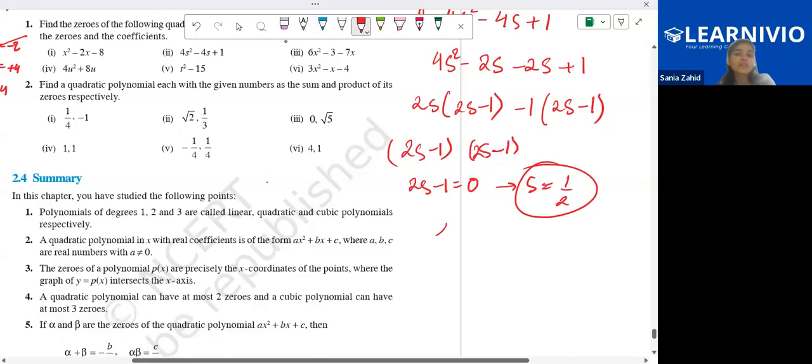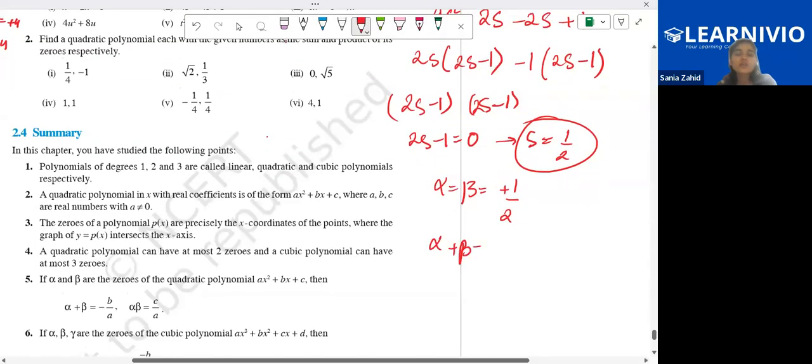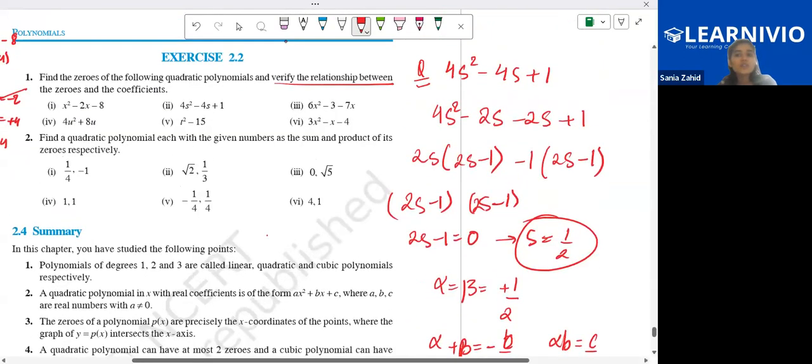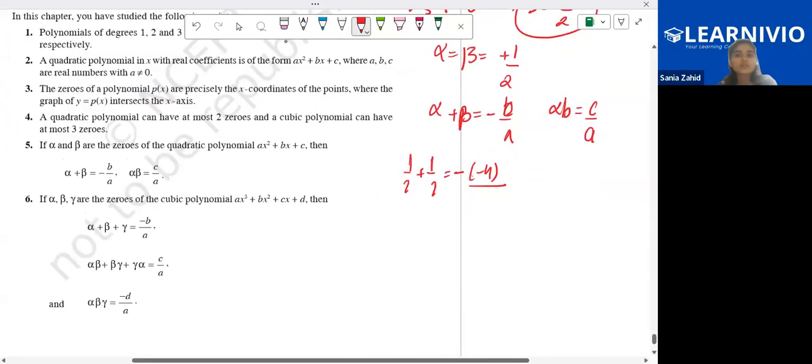Now here alpha and beta are equal, so alpha equal to beta is equal to 1 by 2. Okay. So again, alpha plus beta should be equal to negative of b by a, and alpha into beta should be equal to c by a. So alpha plus beta is 1 by 2 plus 1 by 2, equal to negative of b by a. What is b by a now? B was minus 4, so minus of minus 4 by 4. So 1 by 2 plus 1 by 2 is 1, and you get 1 equal to 1.